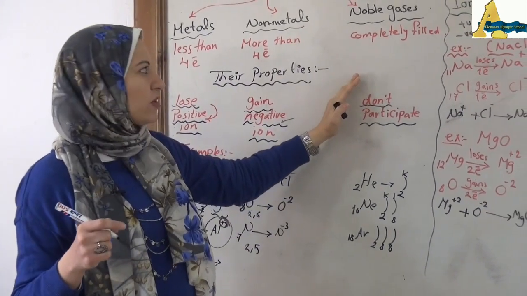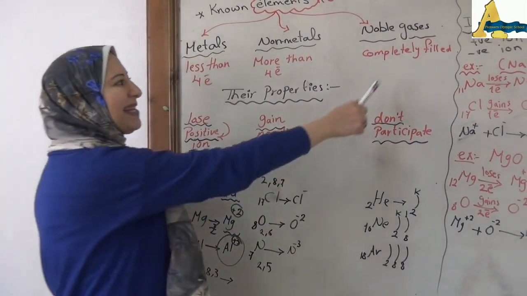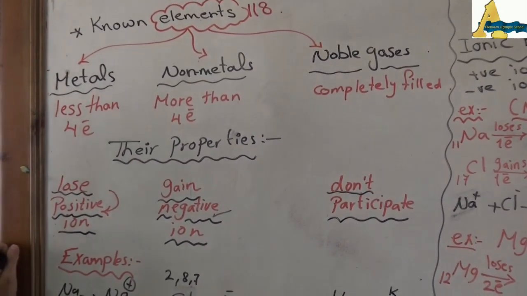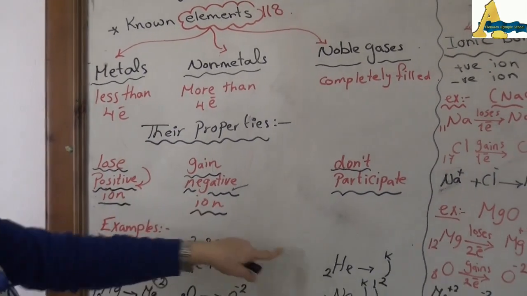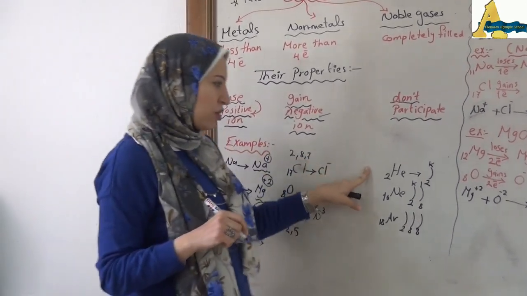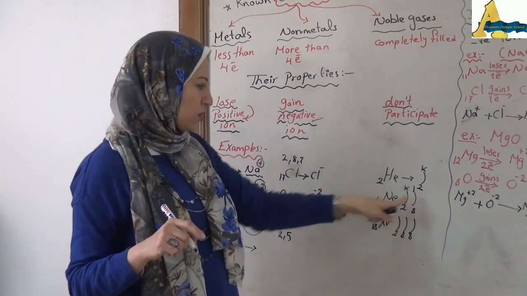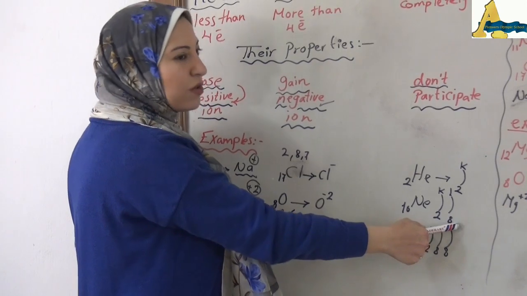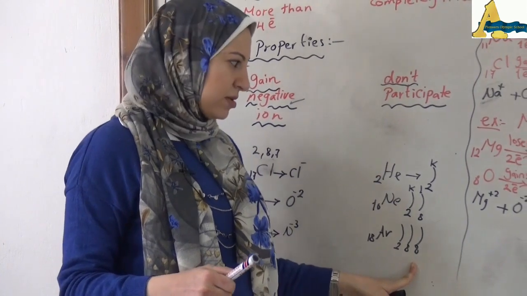If we need to define them, noble gases are elements that have their outermost energy level completely filled with electrons. So they don't participate in the chemical reaction under ordinary conditions, and they also don't form ions, so they have no ions. Examples of noble gases are helium, neon, and argon. Helium, He 2, has 2 electrons in K, and it is saturated because K is saturated with 2. Neon, Ne 10, is distributed as 2 and 8, so its outermost level is filled. Ar 18 is 2, 8, 8, and it is filled with 8 electrons.